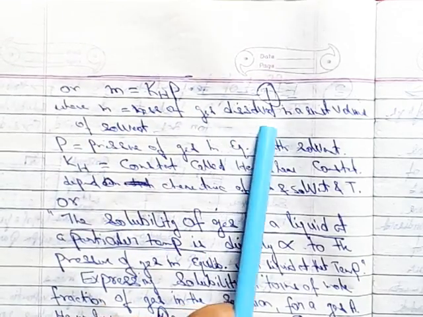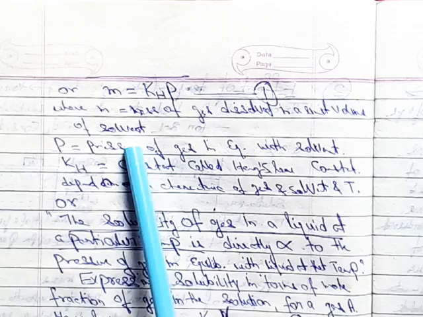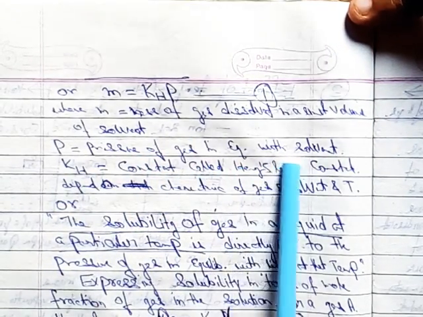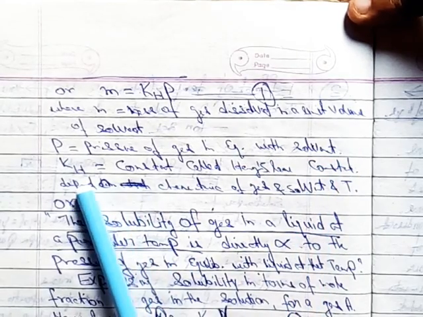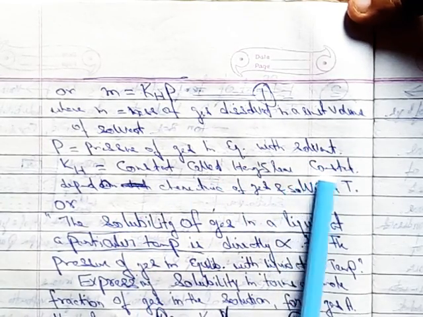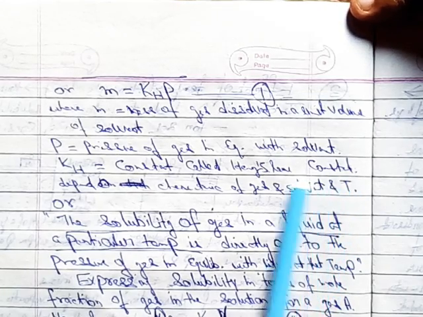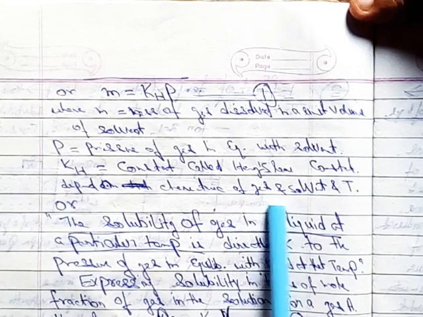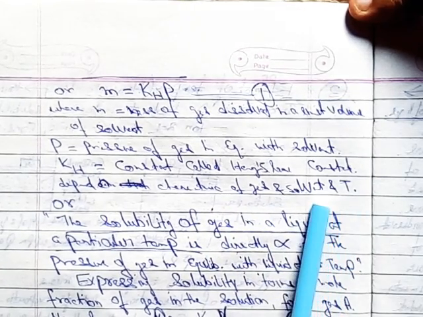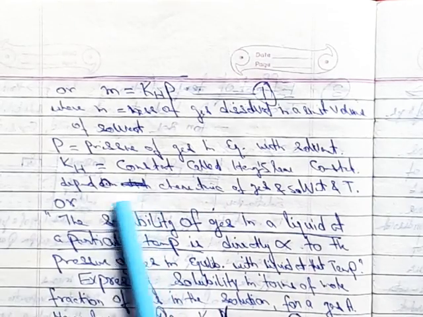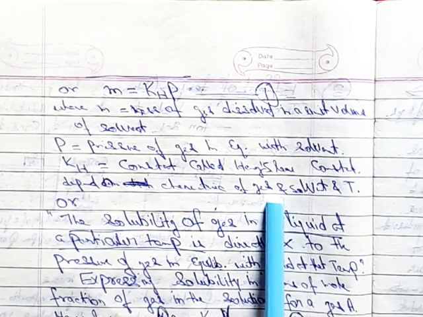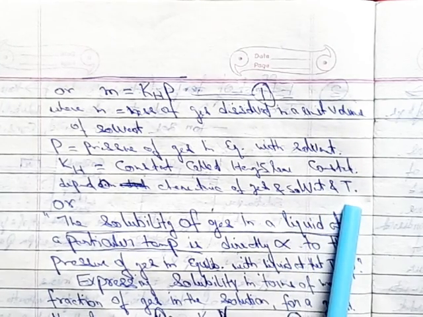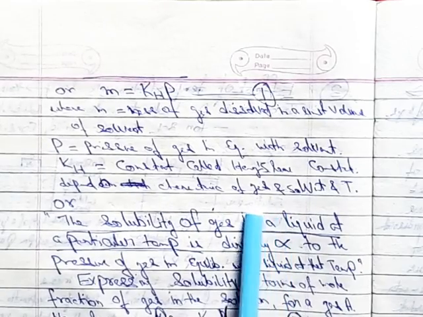Where m is the mass of gas dissolved in unit volume of solvent. What is p? P is the pressure of gas in equilibrium with the solvent. What is Kh? It is a constant, called Henry's law constant or sometimes Henry's constant, and it depends on the characteristics of gas and solvent and temperature. What are these? The characteristics of the gas, what type of solvent is present, and what the temperature is. So Kh depends on these three factors.